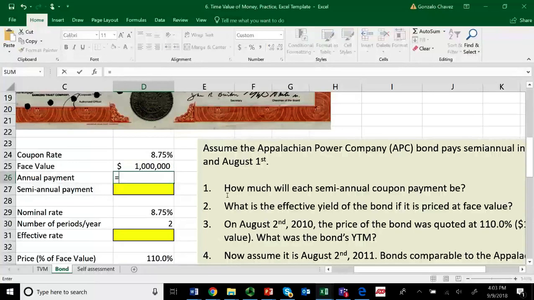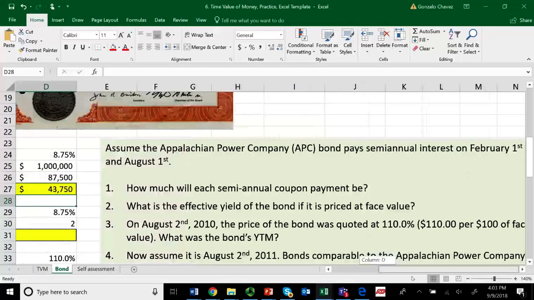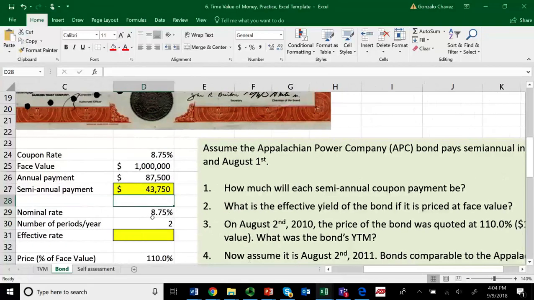The annual payment would be equal to 8.75% multiplied by the $1 million, right? That's $87,500. We already did this before. But since these are paid every 6 months, you just take the equal sign, take this number and simply divide it by 2. And that's going to be your coupon payment. You're going to be paid $43,750 every August 1st and February 1st.